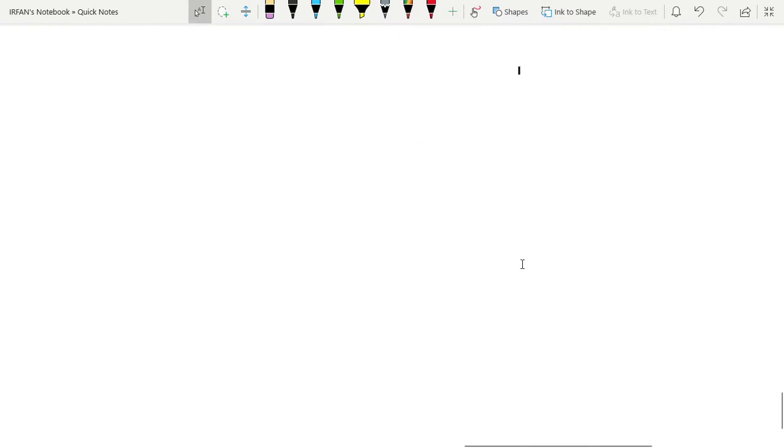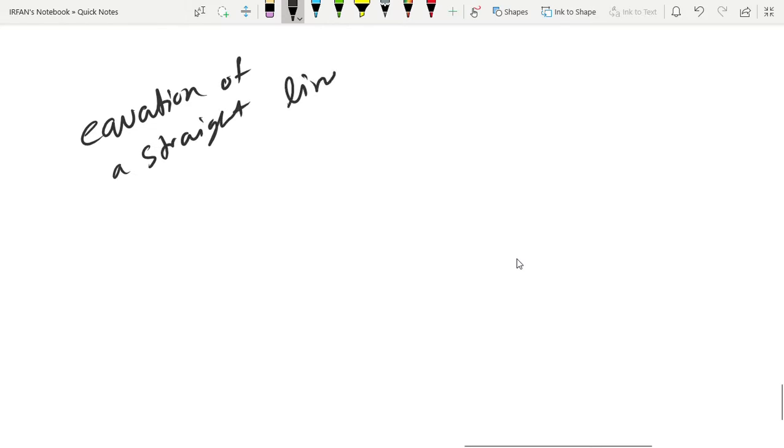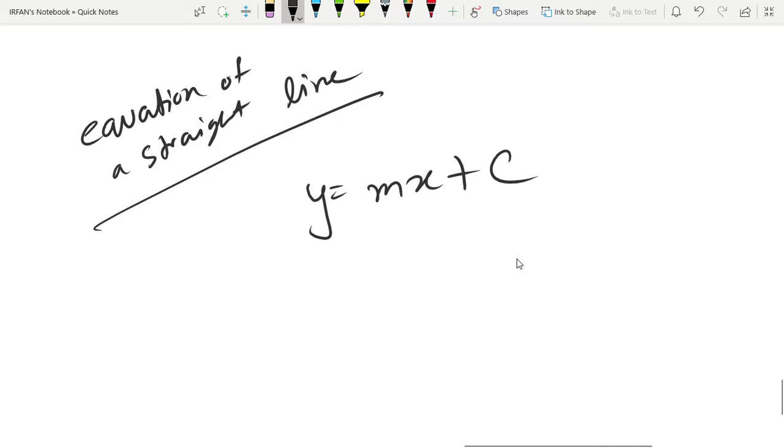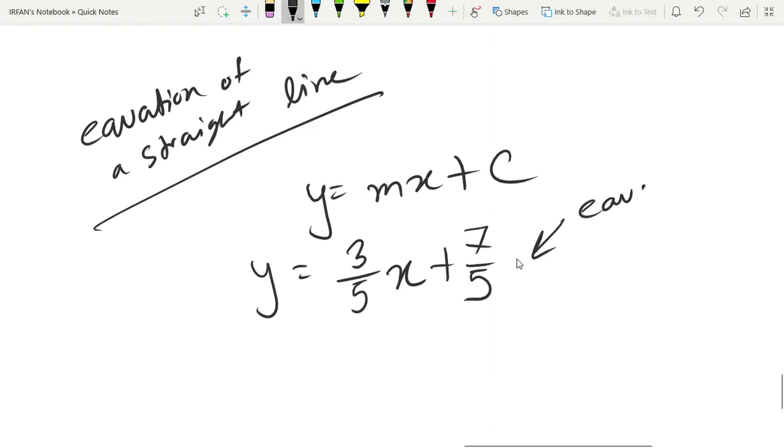Before finding the equation of a straight line, sorry for my bad handwriting, I hope you can understand. We need the backbone equation, y equals mx plus c. So what is the equation of a straight line? It's very easy. Keep your y the same. Instead of m, which we have found previously is 3 by 5, keep the x the same, and the c is 7 by 5. So this is our equation. Done.